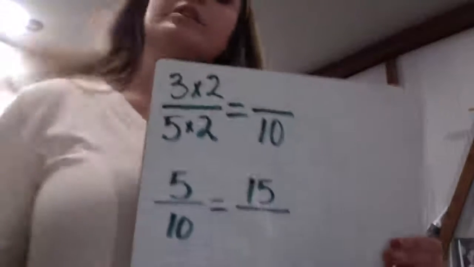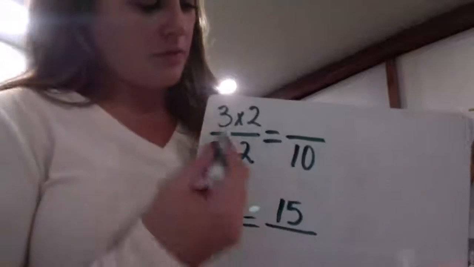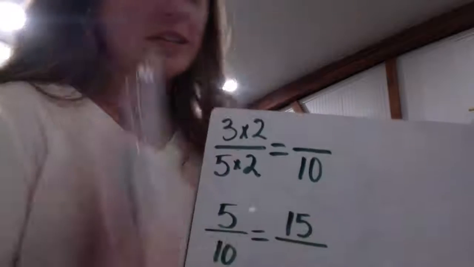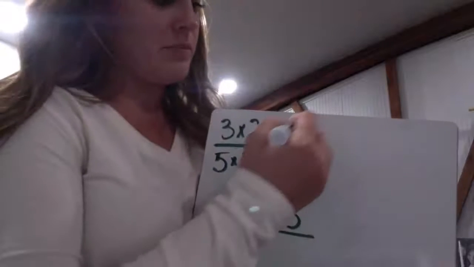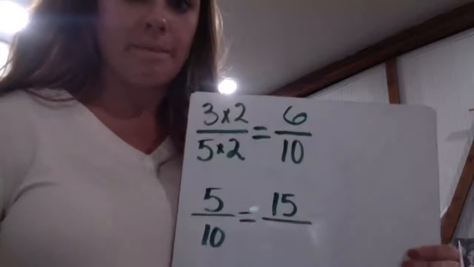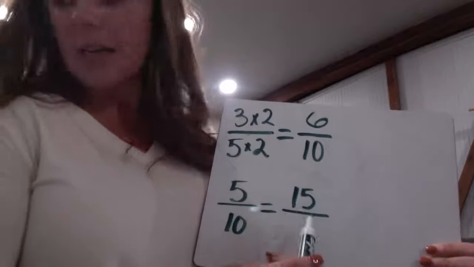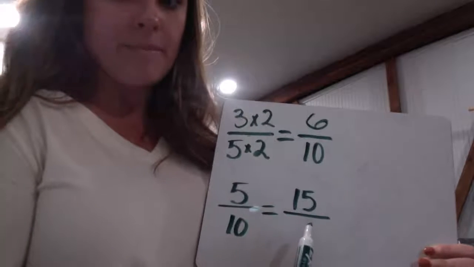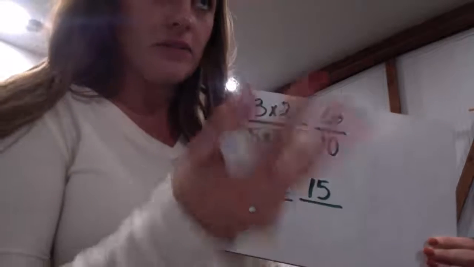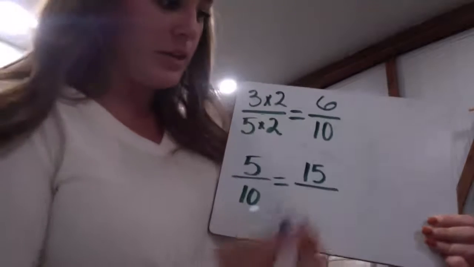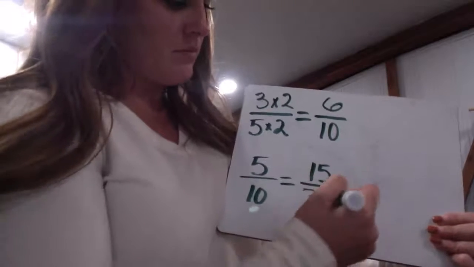Okay, so here's another one. It tells you exactly what to do. 3 times 2 equals something, and 5 times 2 equals 10. Well, what's 3 times 2? Easy peasy lemon squeezy, 6. Now, this one doesn't tell you what you're multiplying, but 5 times something equals 15. What is that? 5, 10, 15. It's times 3. So 10 times 3 equals what? 10, 20, 30. There you go.